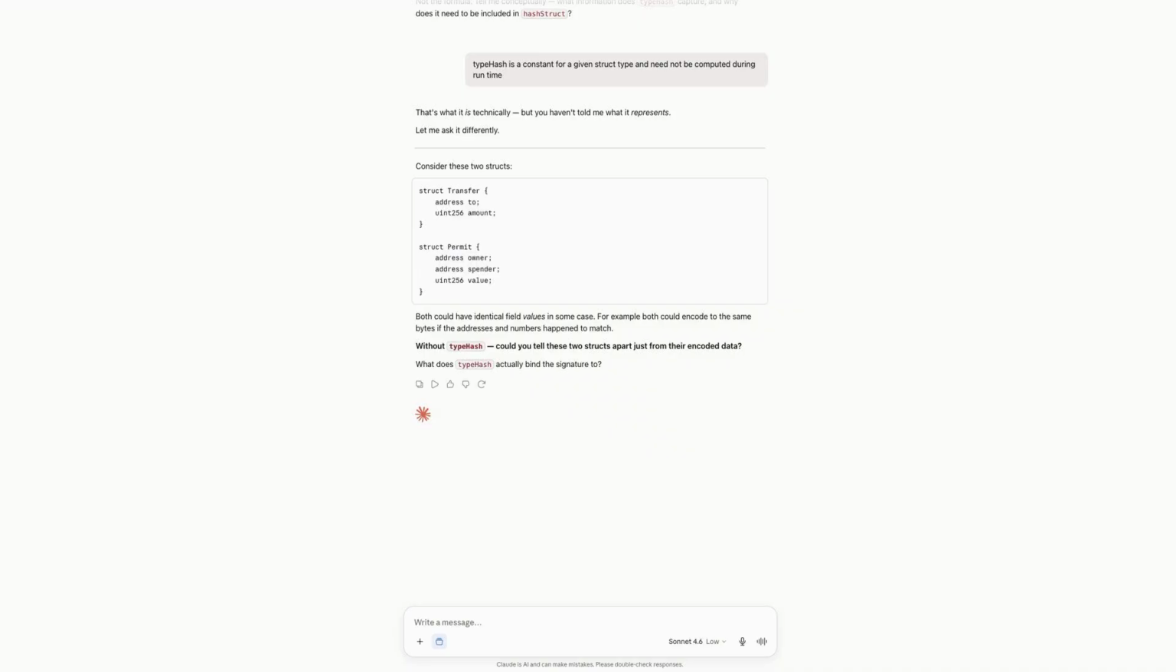Let me ask it differently. Consider these two structs: Transfer with address to and uint256 amount, and Permit with owner, spender, value. Both could have identical field values in some case. For example, both could encode to the same bytes if the addresses and numbers happened to match. Without typeHash, could you tell these two structs apart just from their encoded data? What does typeHash actually bind the signature to?